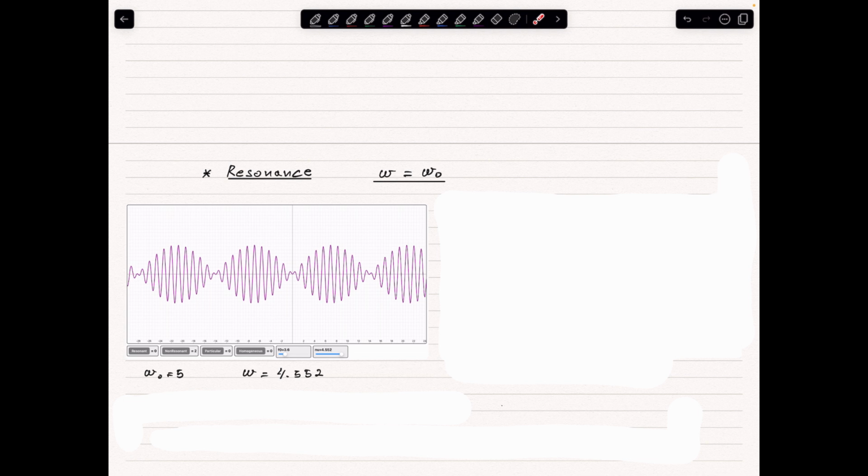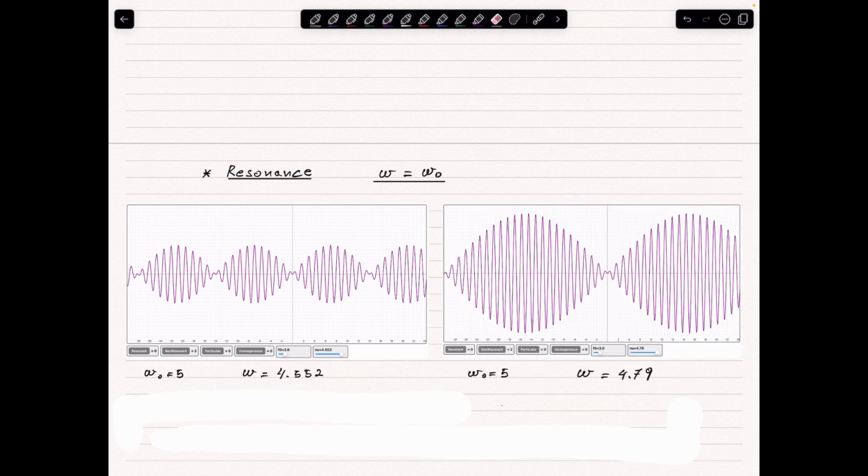But what happens when we get closer with that driving frequency to the natural frequency? Suppose instead of 4.55, we are a little bit closer, 4.7 for example. Then we are going to get something like that. So what is happening, and we heard that when we were listening to the sounds, is that the frequency of the beats gets smaller, so the wavelength is larger.